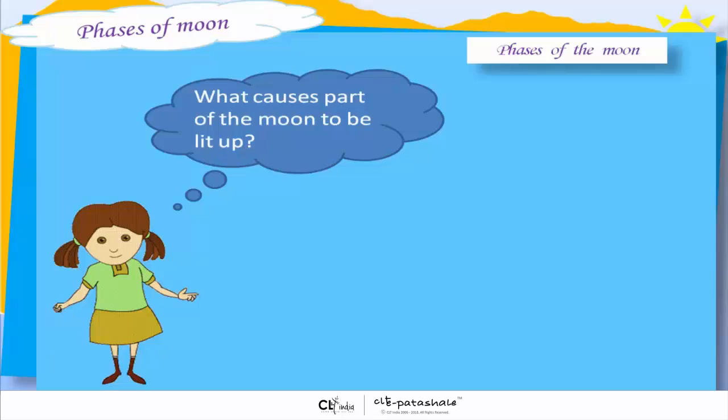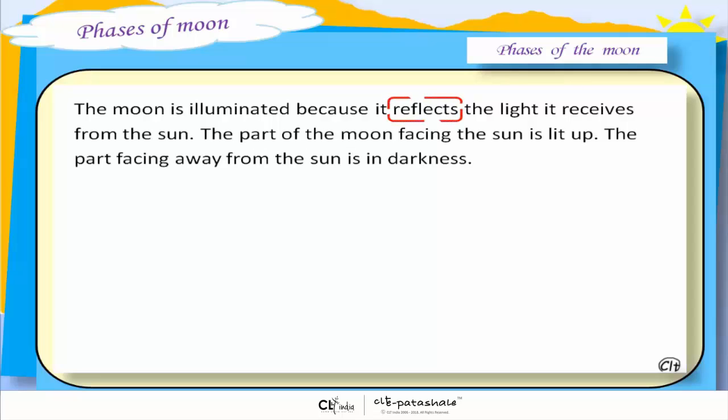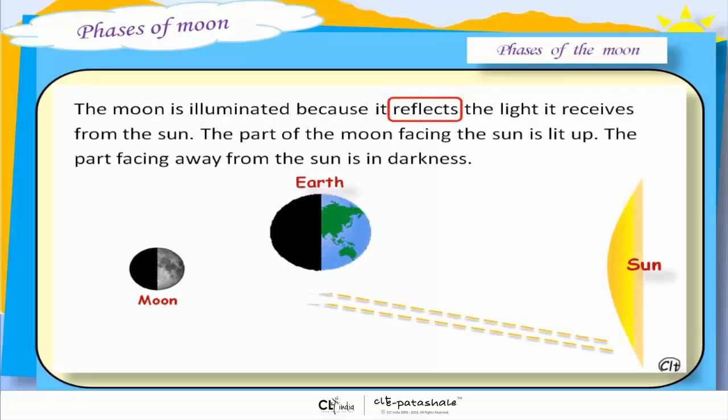What causes part of the moon to be lit up? The moon is illuminated because it reflects the light it receives from the sun. The part of the moon facing the sun is lit up. The part facing away from the sun is in darkness.